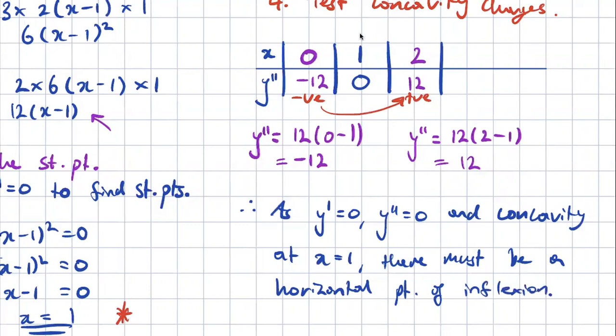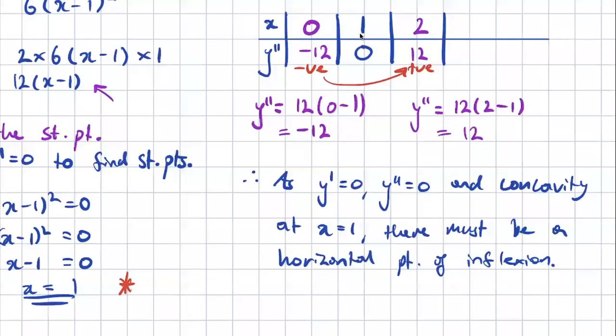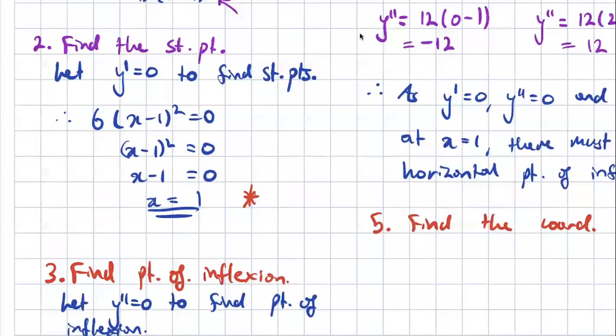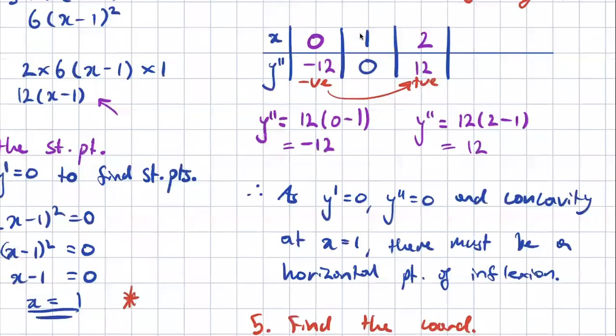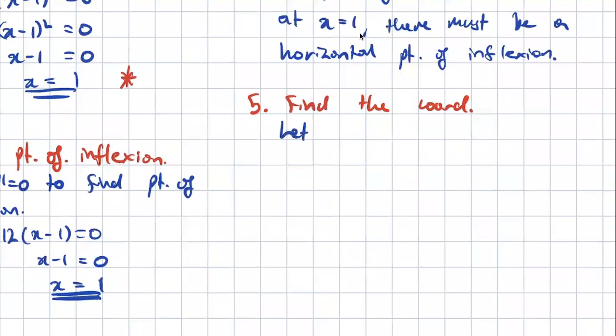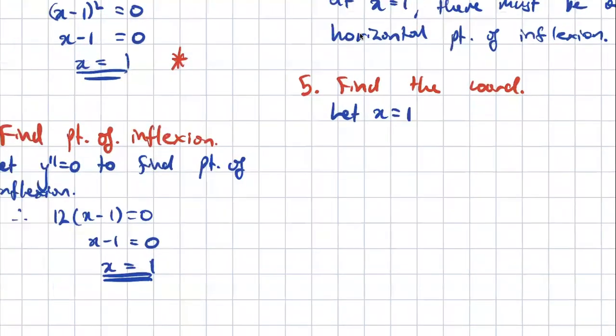Finally, the last little thing that we need to do, part 5, is actually just find the coordinate. You don't need to write down these steps as you go along. This is just a scaffold to help you attack any questions that are like this. So this is where we let x equal 1. We're going to put it into the original function, because that's where we want to find our y value.